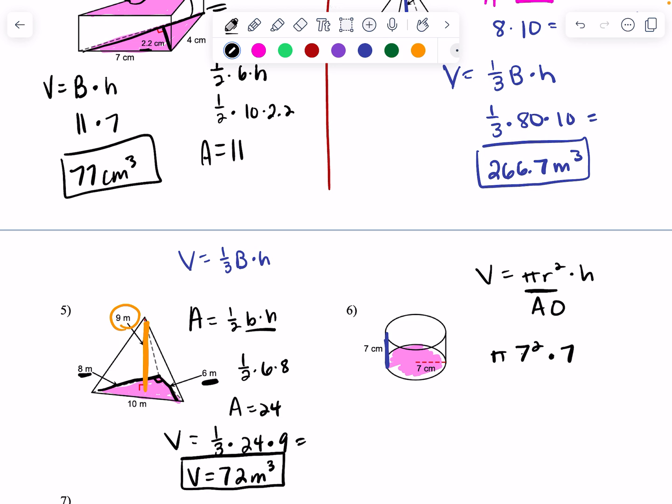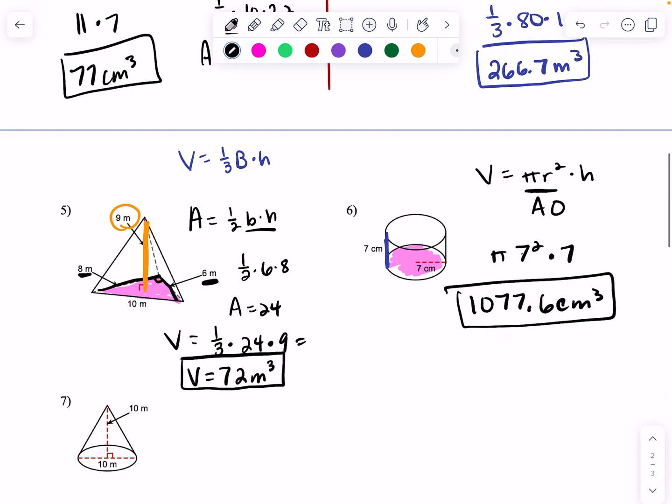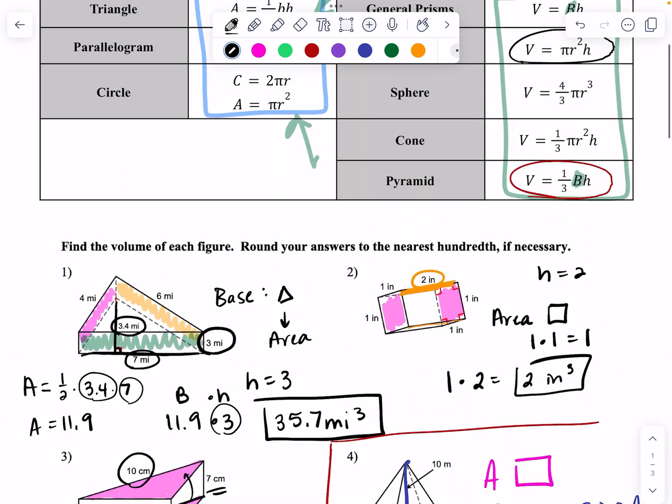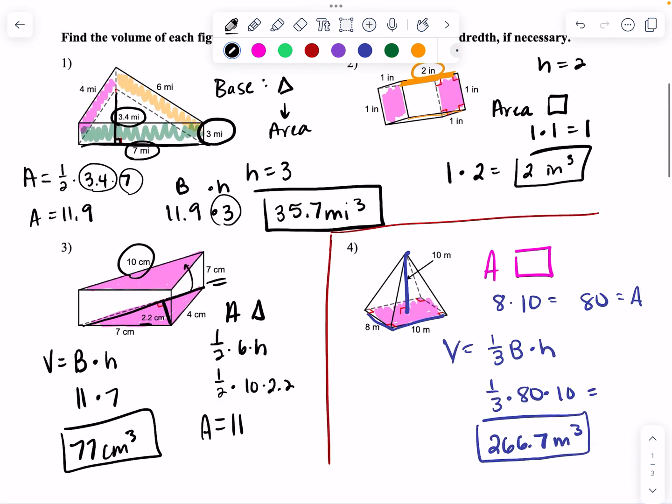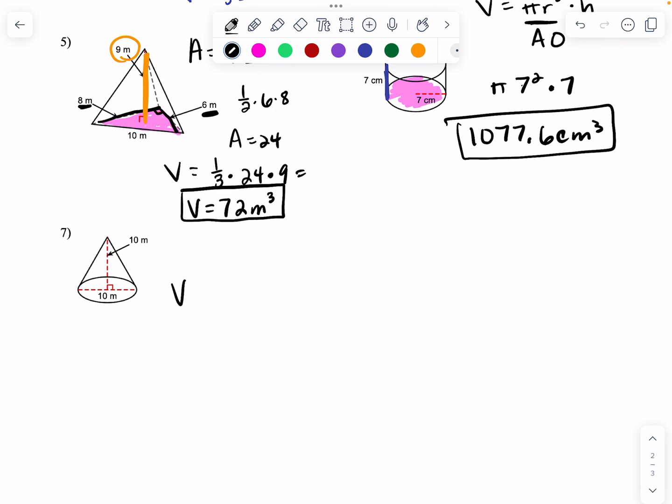So let's type that in. That's going to be pretty large. This gives me 1077.6 centimeters cubed. That's a pretty large volume there. All right, last one is the cone, which is the exact same as the cylinder, except it has that 1/3 in front. So the volume is 1/3 pi r squared times h. So same situation. This is the area of a circle times the height, and then because it's coming to a point, we have to take it to the 1/3.